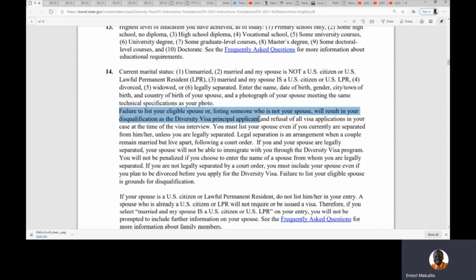the diversity visa principal applicant and the refusal of all visa applications in the case at the time of the visa interview. Make sure if you are married, you have the evidence document to prove that is your wife. I know some countries have traditional marriage, whatever it is, but you have to say you are married. Don't say you are married and you are going to put your girlfriend. No. That is something very, very important.